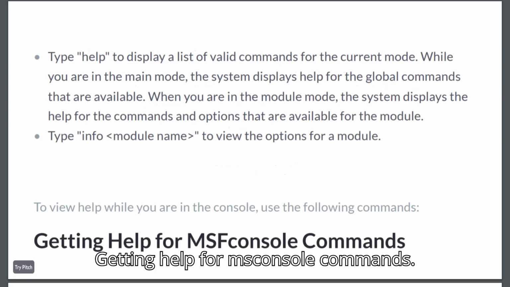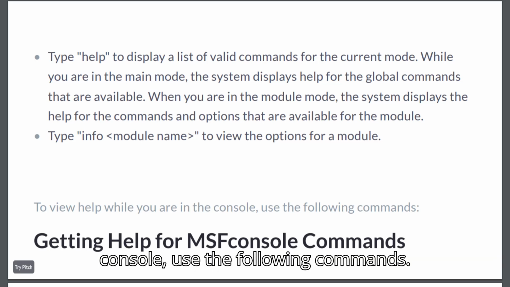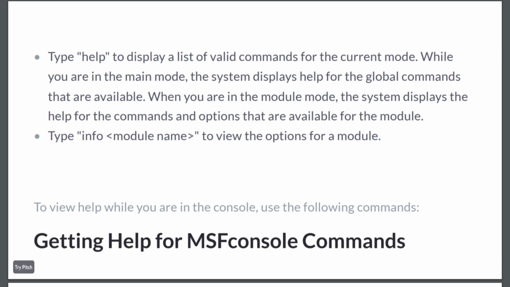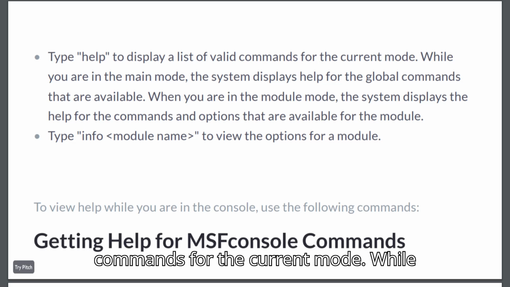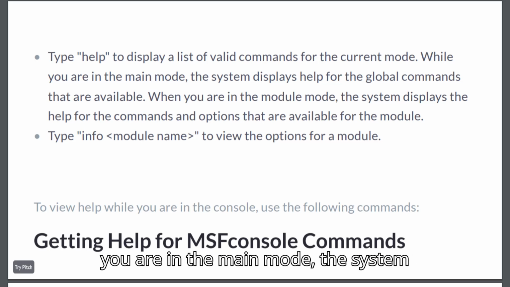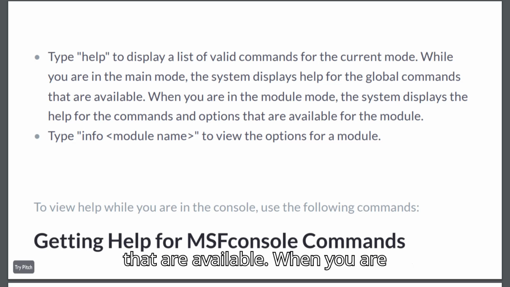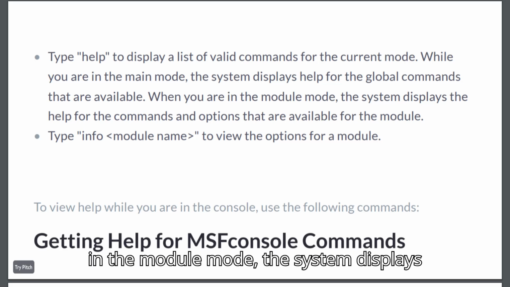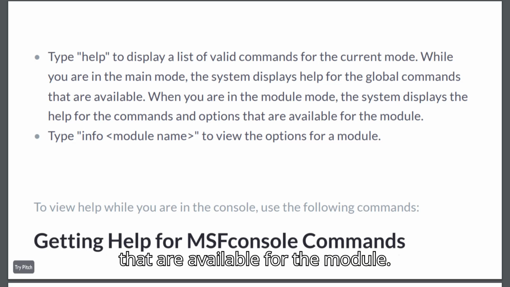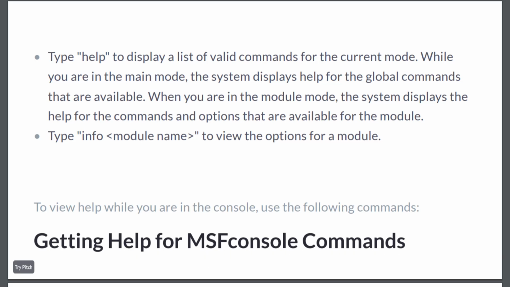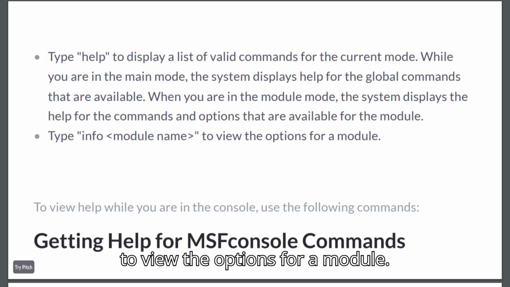Getting help for MSFconsole commands. To view help while you are in the console, use the following commands. Type help to display a list of valid commands for the current mode. While you are in the main mode, the system displays help for the global commands that are available. When you are in the module mode, the system displays the help for the commands and options that are available for the module. And type info module name to view the options for a module.